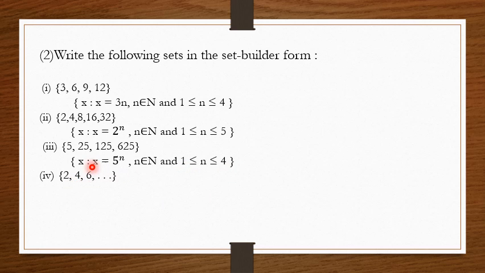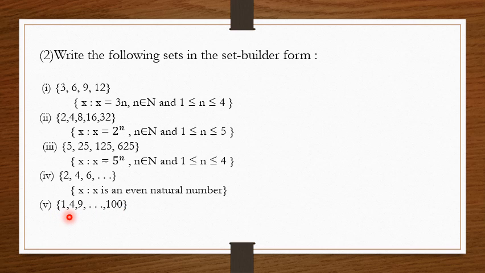Here, this is an infinite set. The set consists of the numbers 2, 4, 6, 8, etc. So what is the common feature of these numbers? All are even integers. So the set builder form of this set is the set of x such that x is an even natural number.